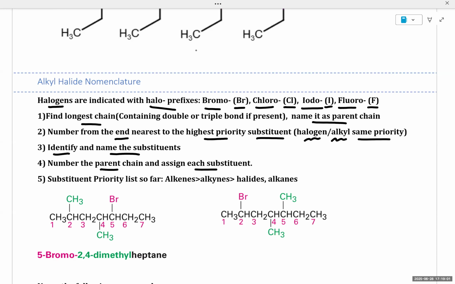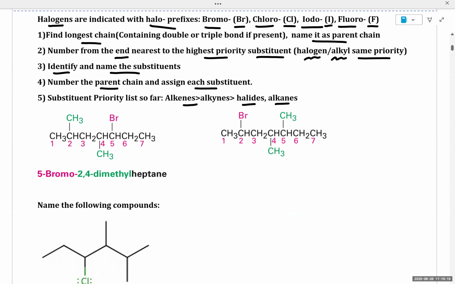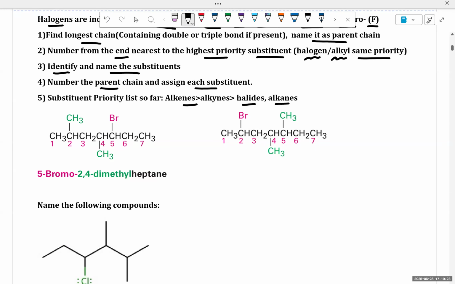In terms of a priority list so far, alkenes and alkynes are higher priority than halides and alkanes, while halides and alkanes are equal priority. So you choose the lowest locant number, and if there's a tie, then you go to alphabetical order. For example, this compound would be named 5-bromo-2,4-dimethylheptane.